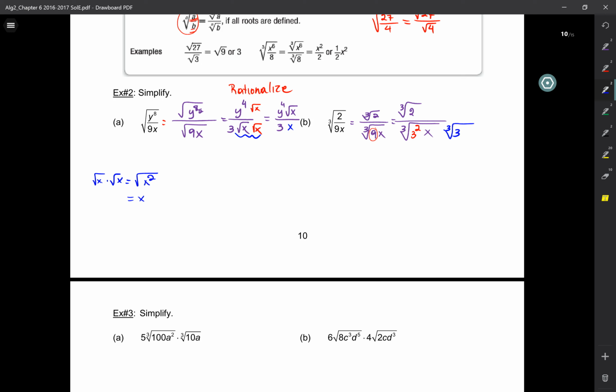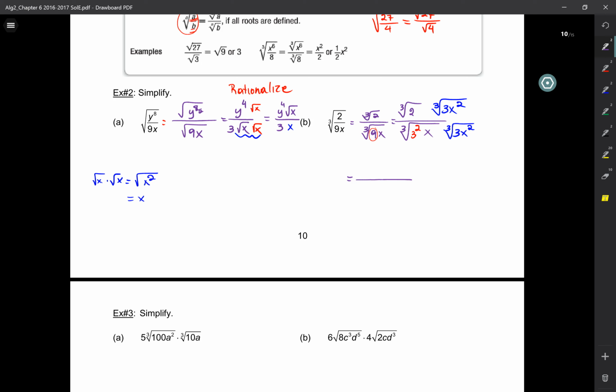Now, let's move on to the x's. How many x's are in this root? 1. How many more do I need to make it 3? 2 more to make 3, right? So I put in 2 more, x squared. Now I'm going to multiply the same thing here. Okay, now let's see what we have. Okay, who's confused here?